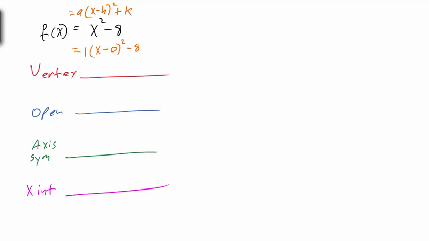So for the vertex, in this case we don't have an h value, so that's understood to be 0, which means there's no horizontal shift left or right. All we have is the minus 8, which means we have a vertical shift going down 8 units. So therefore, we would go down 8, and that's going to be our vertex.